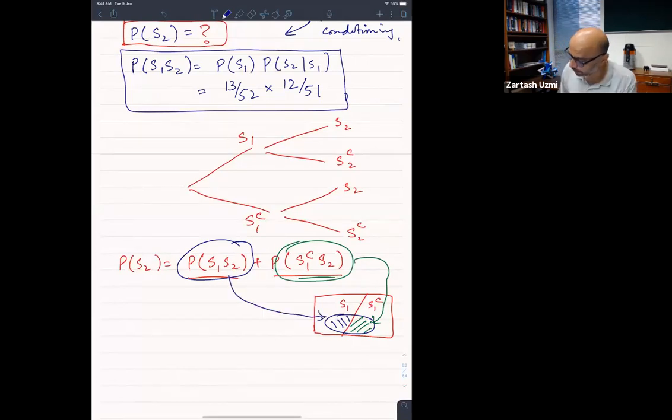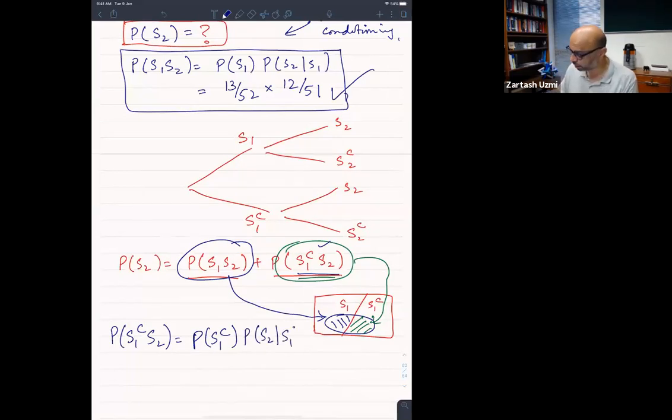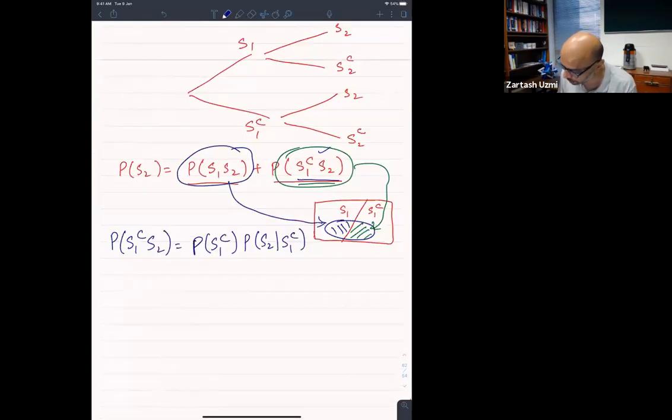Okay, very good. So now I can find out the probability of S1 and S2, which we have done already. By the same lines, I can find the probability of S1 complement and S2. You can easily find that out. What would be the probability of S1 complement and S2? This would be equal to the probability of S1 complement into the probability of S2 given S1 complement. This is called the method of conditioning to find the probability.